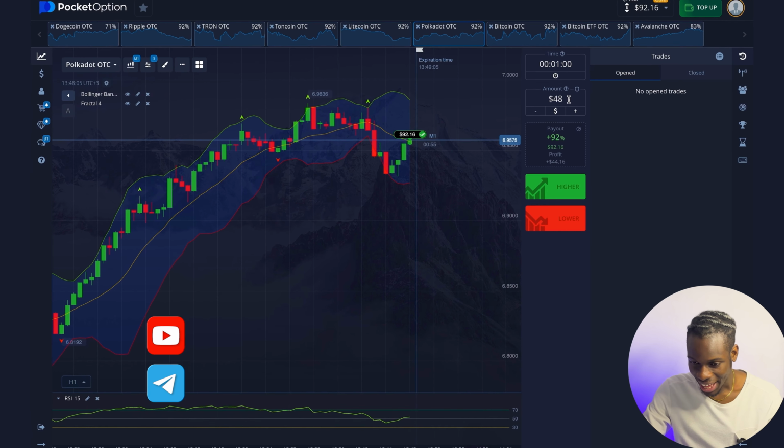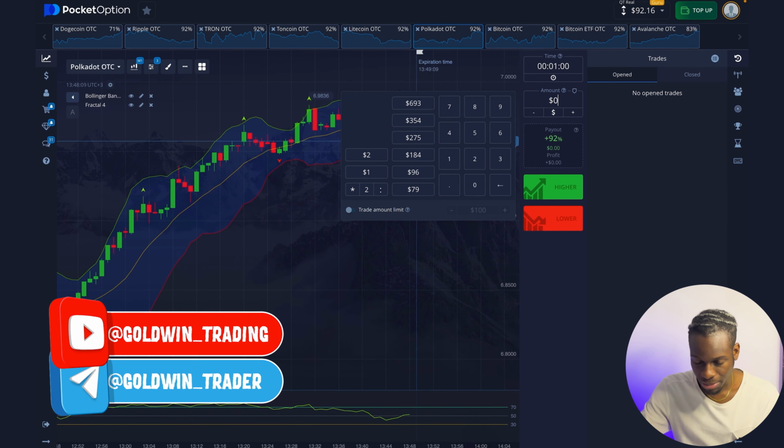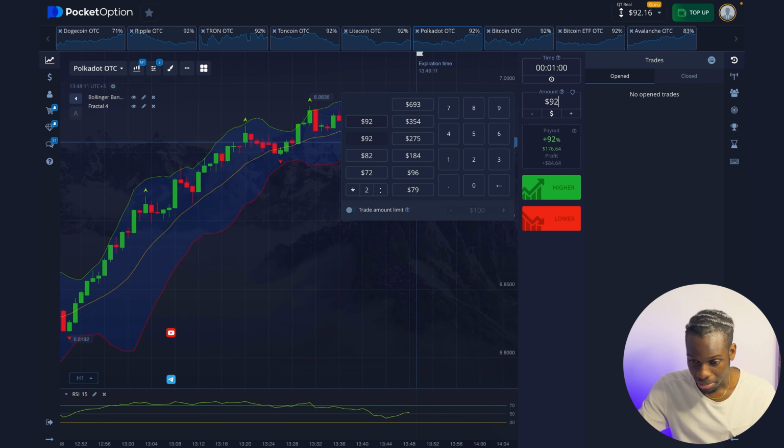Sweet guys. So we closed in another profit, and yeah, this is good. For the next trade, I'm gonna use the maximum balance without any margin for error.